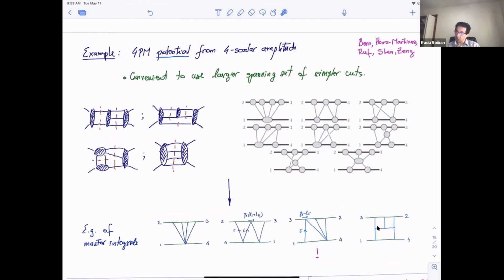So the way to read them is just look at the graph, put scalar propagators for the blue lines, put eikonal type propagators for the green lines, that is matter momentum dotted into loop momentum for these. And then wherever you see one of these, that's a numerator factor in the master integral.